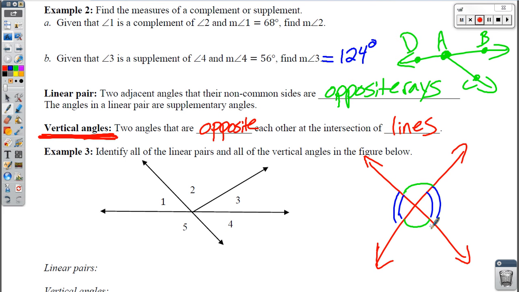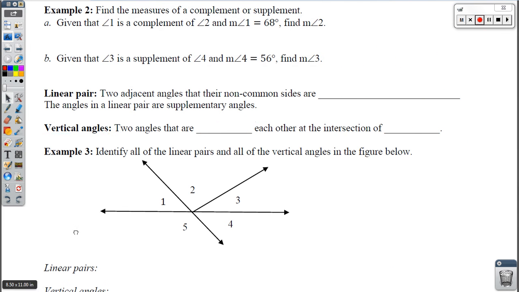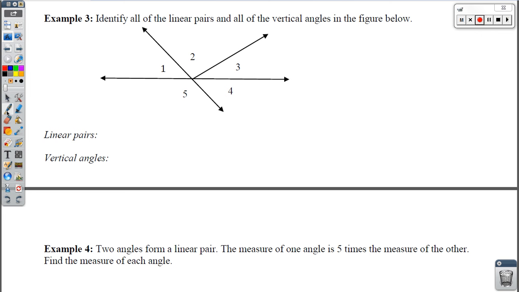All right, let's look at example 3. Identify all of the linear pairs and all of the vertical angles in the figure below.